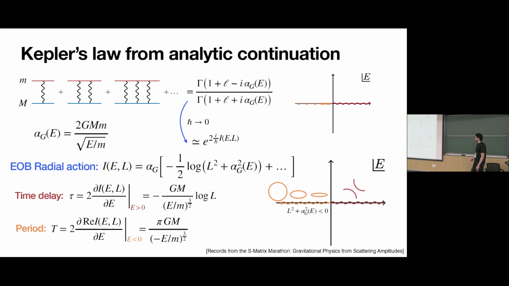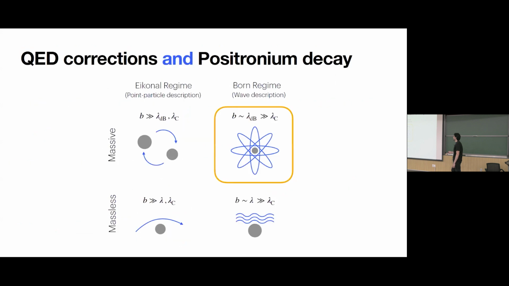Now, after I continue to this regime, I just pick up the monodromy of this log, and I just take the derivative, and I'm able to compute the period, and this is exactly Kepler's law. The nice thing is that you see the relation between the time delay and the period: the time delay depends on the log, the period depends on pi. So these are very well related because they come from the same function. Okay, so this was just a very simple example. Now let me show you one example in this regime.